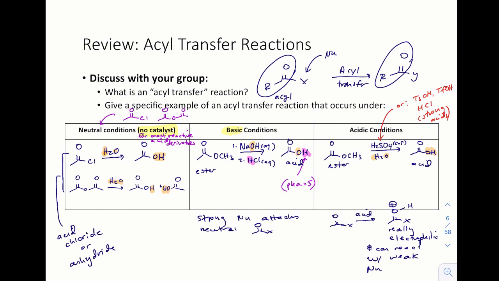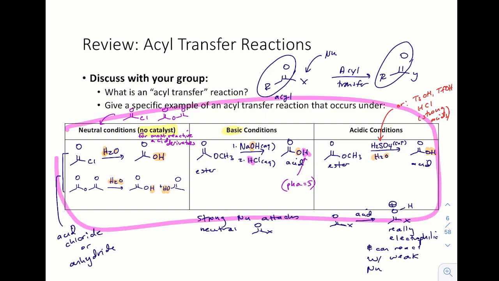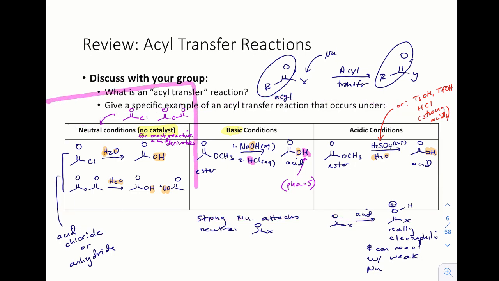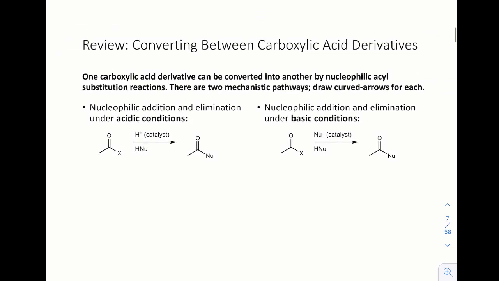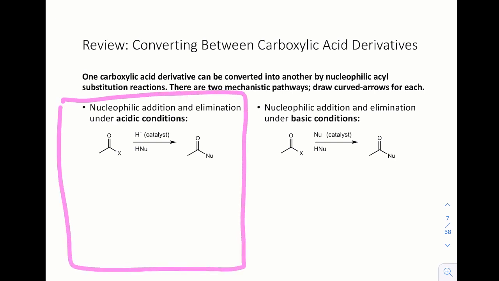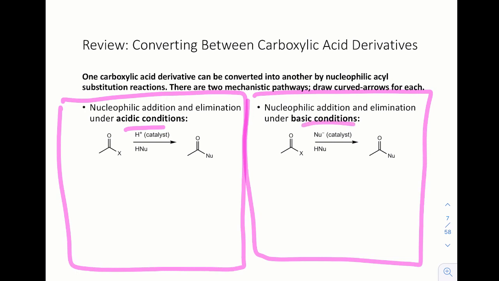Now that we've refreshed our memories on some of these specific transformations that can occur under basic, acidic, and for the most reactive acid derivatives, neutral conditions, let's review the full curved arrow mechanisms for these types of transformations. So go ahead and see if you can sketch out the generic mechanisms for acyl transfer reactions under both acidic and basic conditions. Recall that under basic conditions there are fewer steps, so perhaps you start here.